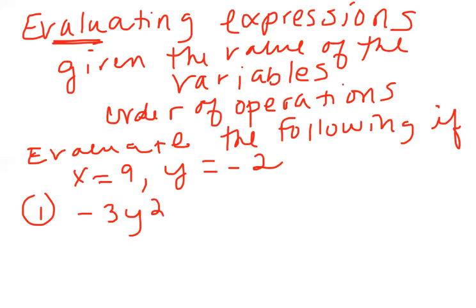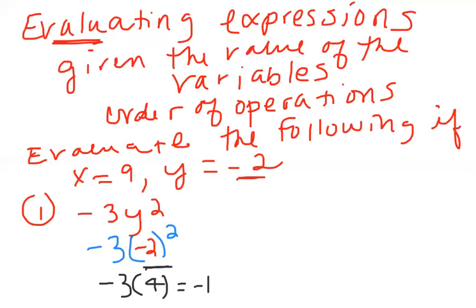We're going to evaluate this. So in evaluating this, guys, we're going to substitute, okay, right here. We're going to substitute in here because y is equal to -2. We're going to substitute -2 in for y. And then work out the problem using order of operations. So we simplify -2 squared, which is 4. So you have -3 times 4, which gives you -12. And that's it, guys. There's your answer.